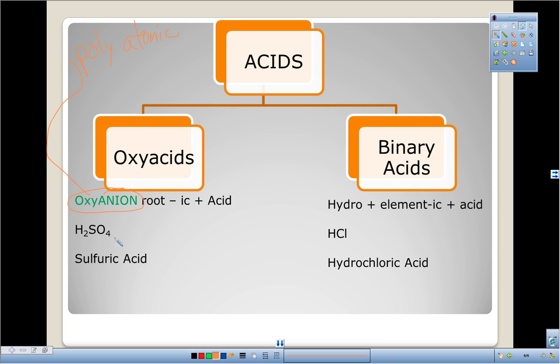So if we look, what is this polyatomic ion called? Sulfate. Okay. Why do we call it an acid again? Jeffrey, do you remember? Because it starts with hydrogen. If it starts with hydrogen, it's going to be an acid. So the sulfate becomes sulfuric.